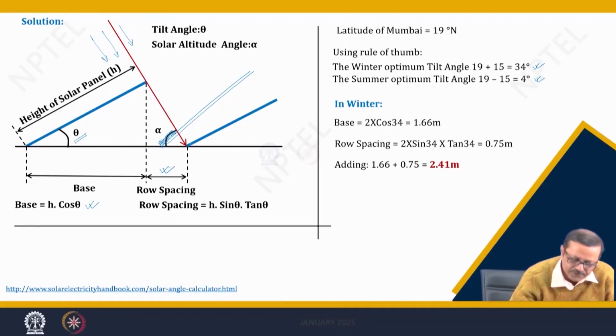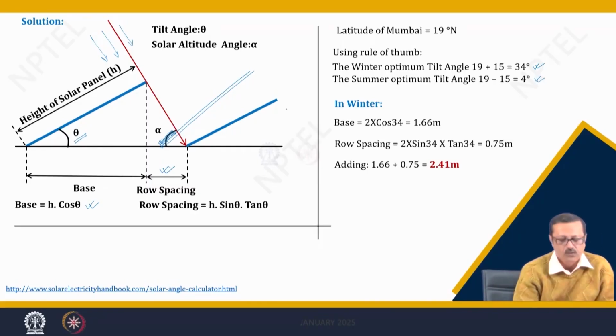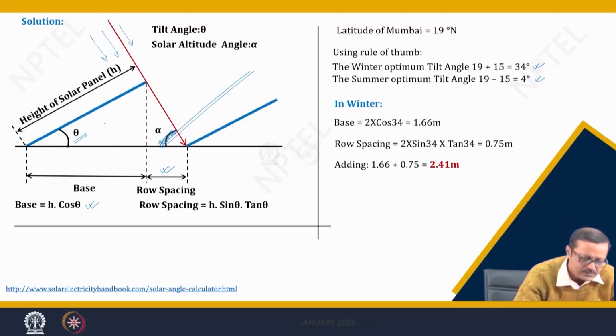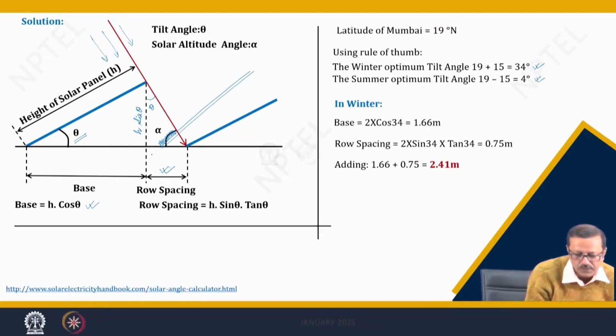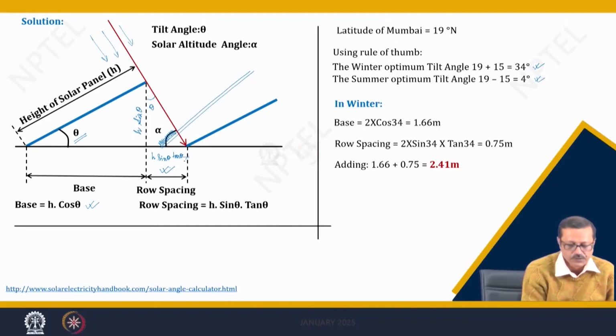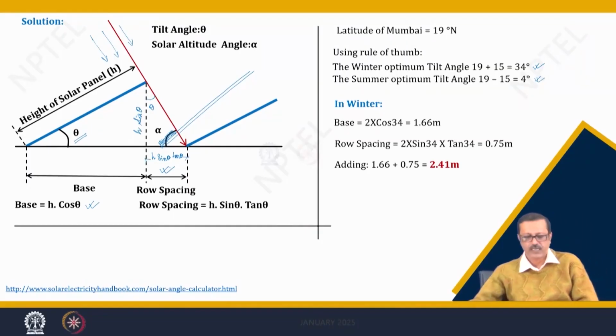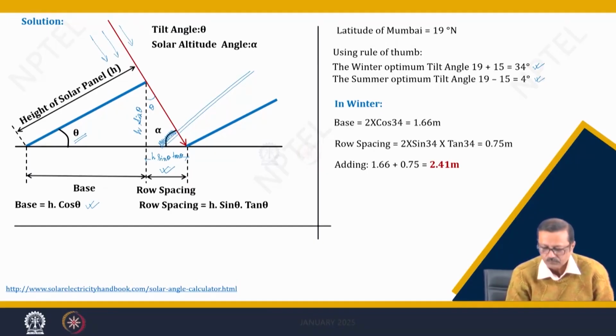So, it is mostly effective if I see the tilt angle and then decide where will be the foot of the next row, and then I decide about the row spacing. So, row spacing I have calculated, because if this is your theta, this is also going to be your theta, and this is your h sin theta, and then this will be your h sin theta tan theta. So, I have calculated the base as 1.66 meter for winter, and the row spacing as 0.75 meter. Adding this to it is 2.41 meter.